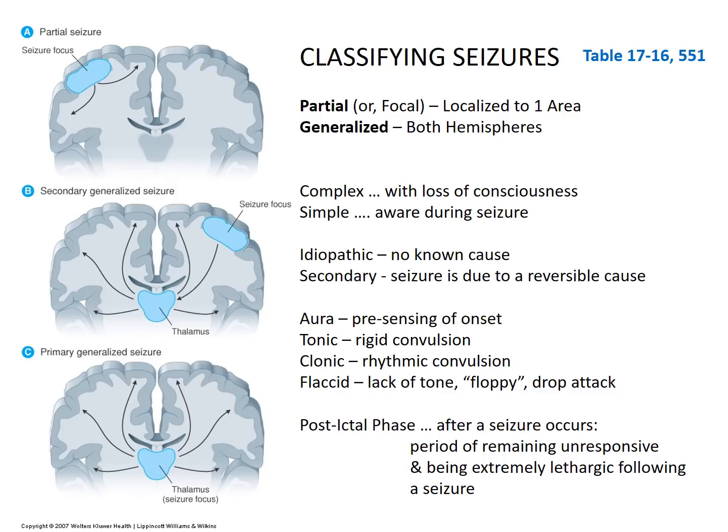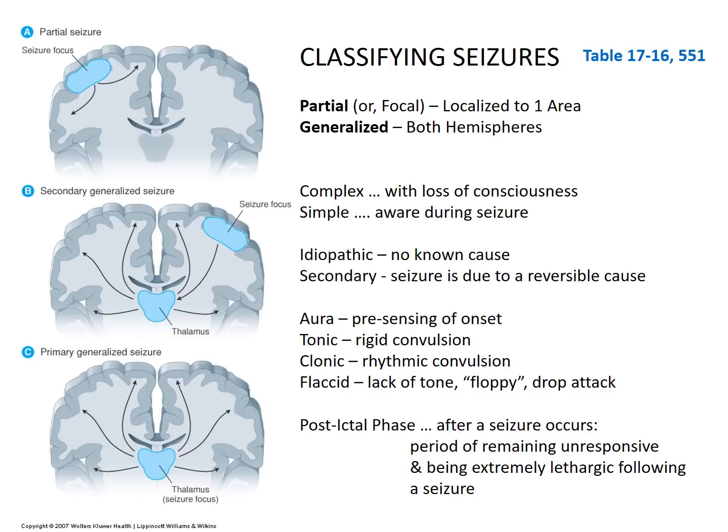Person has an aura if they have a pre-sensation of an onset of a seizure. That may be a visual aura, an auditory aura. Tonic is a rigid convulsion. Clonic is a rhythmic convulsion. Flaccid is a loss of tone. And then post-ictal refers to once the seizure is completed, the individual may have a period of time where they're still unresponsive and lethargic. We usually refer to that as the post-ictal phase.